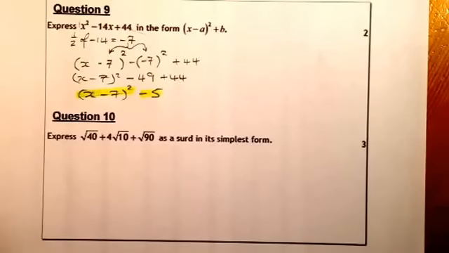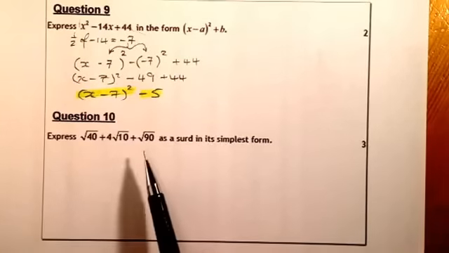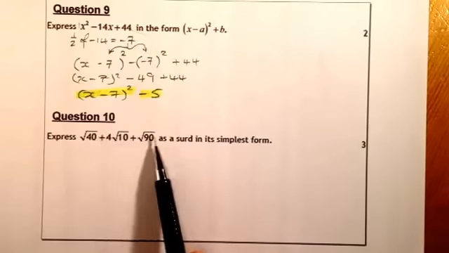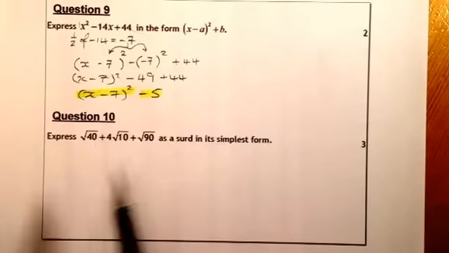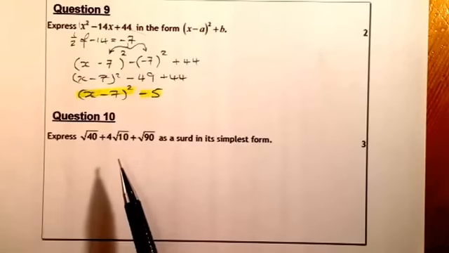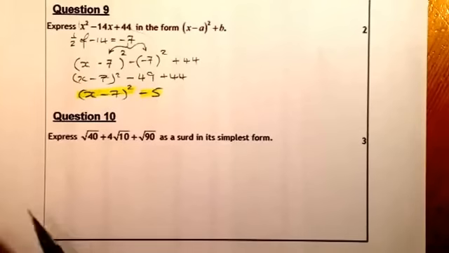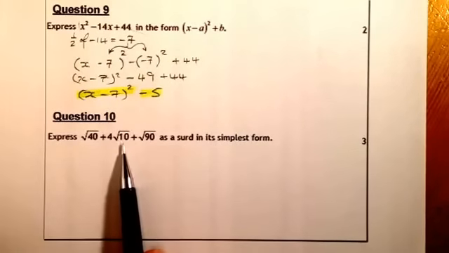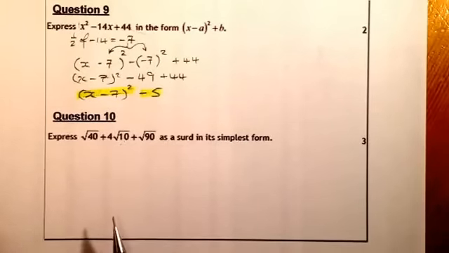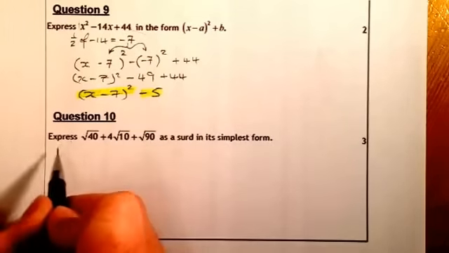Okay, let's get to question 10. So what we've got is a surds question. So we're going to express this surd addition in its simplest form. Okay. Right, so usually when we do these kind of questions, there are some clues that kind of help us out. I think that there is going to help us, that root 10. But let's just simplify the surds down as far as we can go and see what we can do with that.